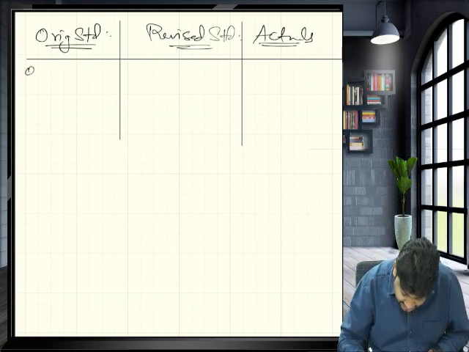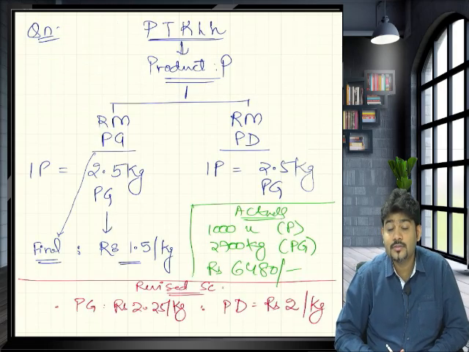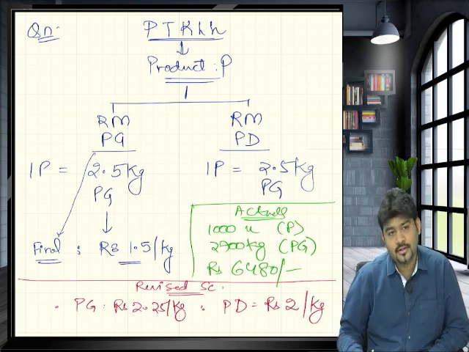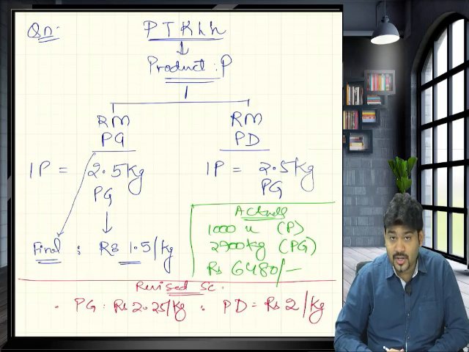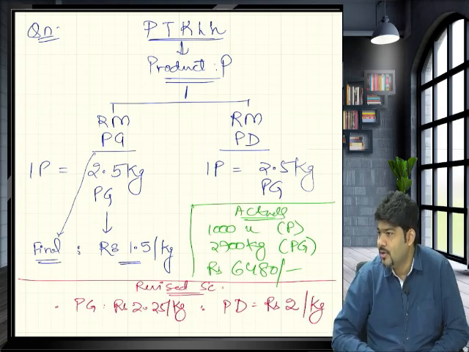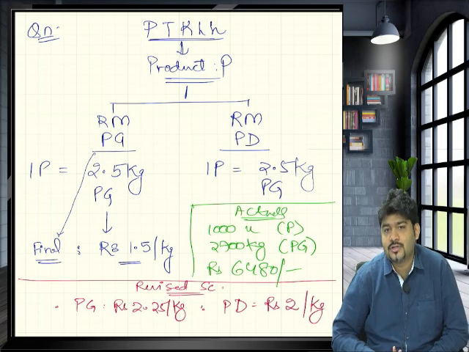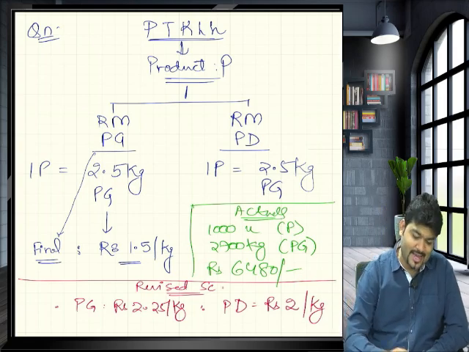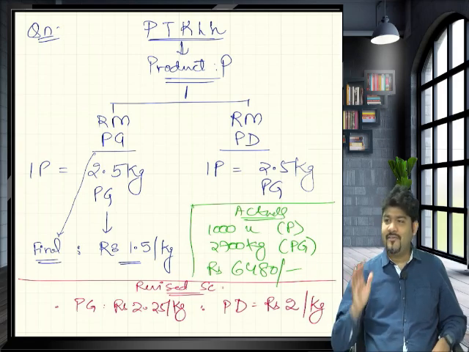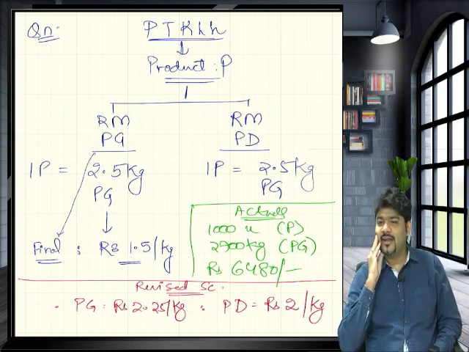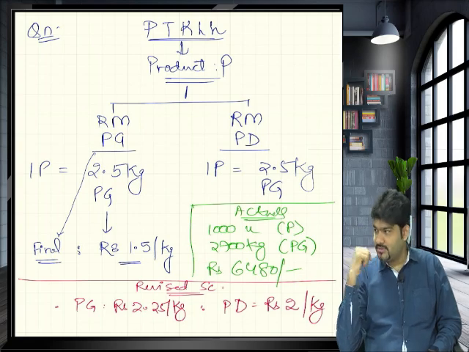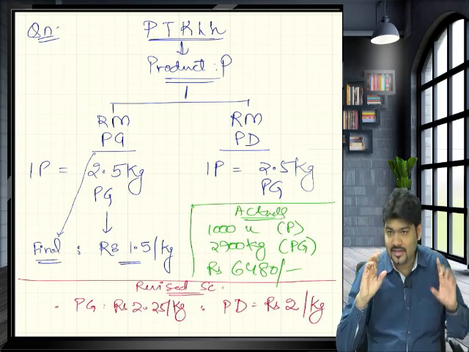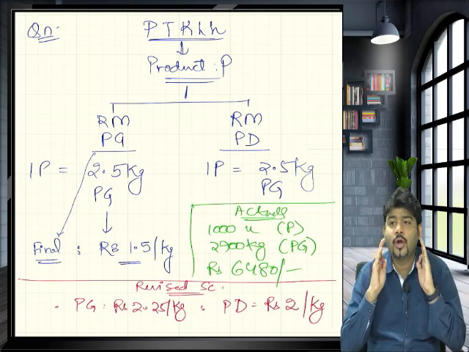What is the quantity, rate and amount? What is the quantity? 1000 units is the output, no? What is the raw material required in standard? As per the original standard, 2.5 kg of PG is required, no? So for 1000 units of production, how much? 2500, no? Are we clear or what? Then why did you say 2700? Acha, you are thinking I was asking about actuals. Are we clear, guys?